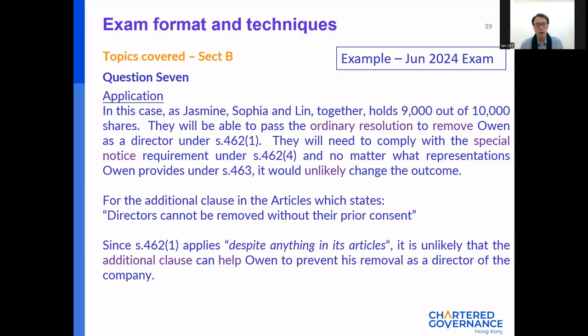Now, what about the additional clause? It says directors cannot be removed without their prior consent. So this seems like a powerful shield for any directors that people are trying to remove. But you can see maybe that would not help him. Why? Because what does section 462 say? It says a director can be removed despite anything in its articles. So it is unlikely that the additional clause can help Owen to prevent his removal as a director of a company.